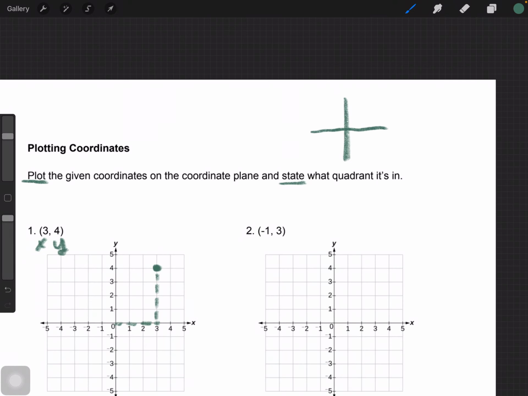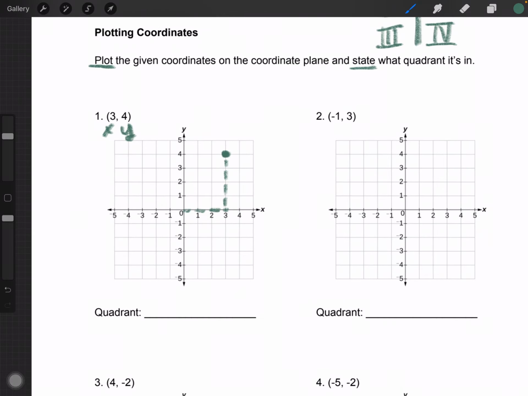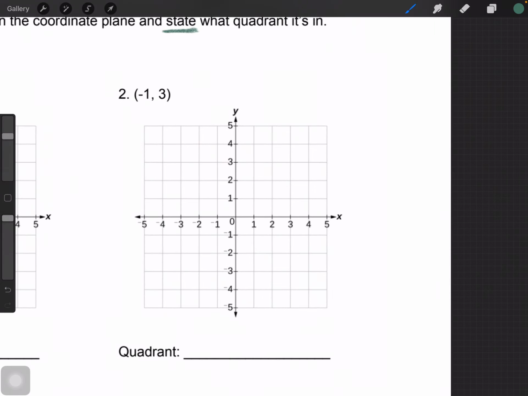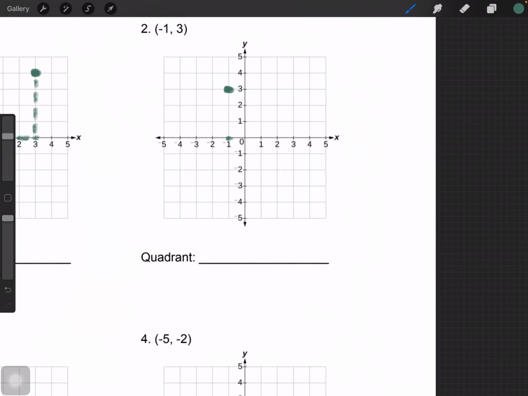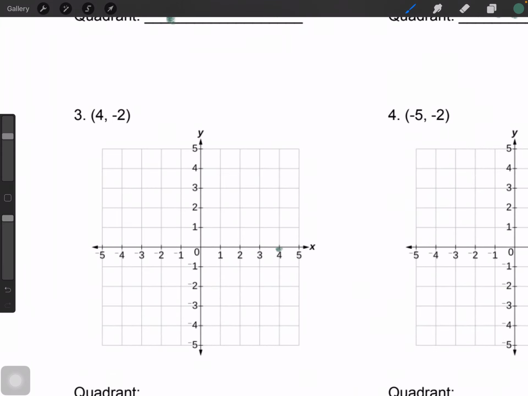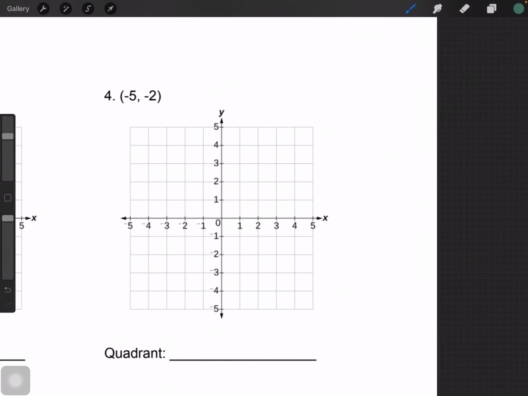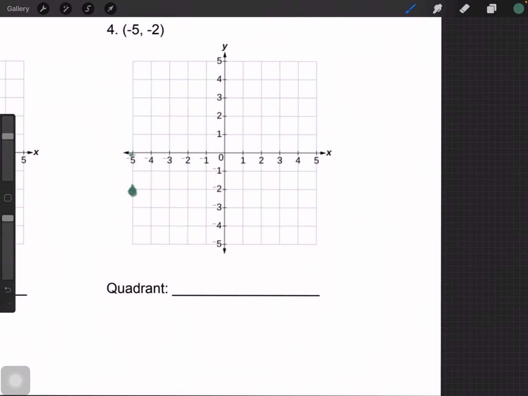That's the coordinate plane. Quadrant 1 starts over here, and you want to go counterclockwise. So this would be 2, this would be 3, and this would be 4. This one point would be in quadrant 1. In this one, we go negative 1 and 3, and this would be in quadrant 2. In this one, we go 1, 2, 3, 4, and negative 2, so down 2, and this would be in quadrant 4. And this one, we go negative 5, so all the way over here, and negative 2, so over here, make it a little darker, and this would be quadrant 3.